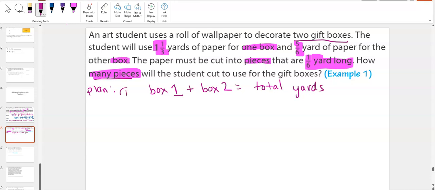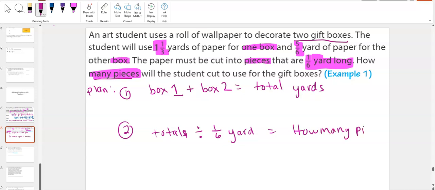Then that's going to be step 1. Then my second step, well, I'll make it a little lower because we'll do it underneath. Then my second step is going to be to take the total yards and divide it by that 1/6 of a yard for how many pieces. Okay. So now we're going to apply our plan.